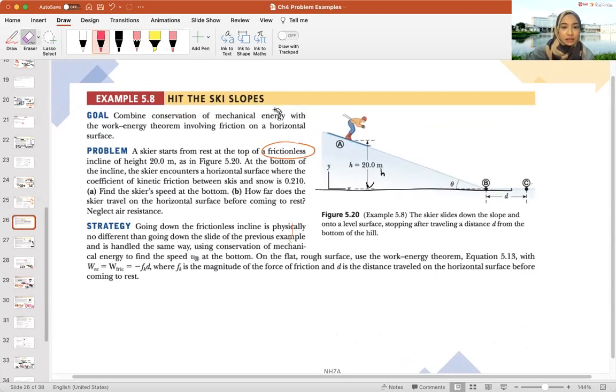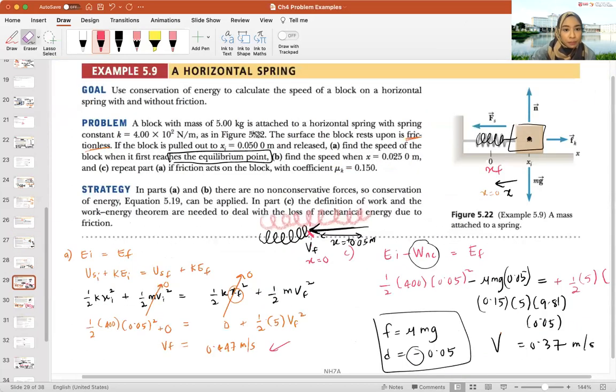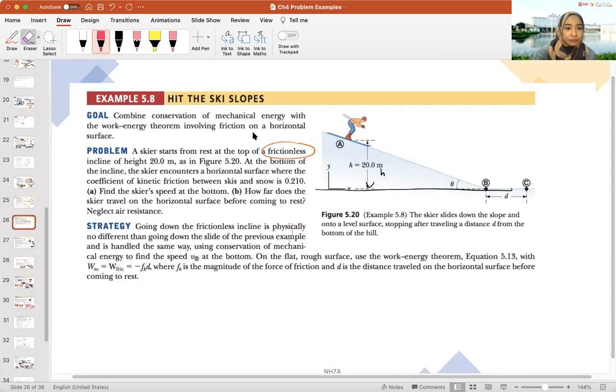Okay, so the ski slope. This is an example from your textbook as well. It is example 5.8 from your textbook, the ebook that is available on your web assign. So the goal is to combine the conservation of mechanical energy with the work energy theorem. So Ei equals Ef. If we have friction, we would have Ei minus Wnc equals Ef. And then it wants us to find out what W equals to KE. So Ei minus Wnc equals Ef.